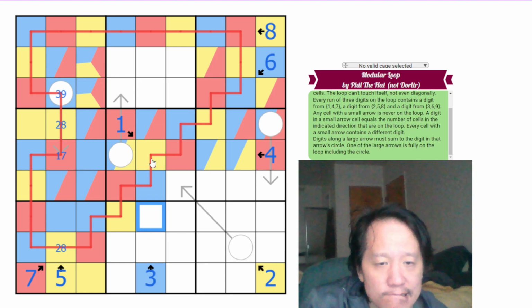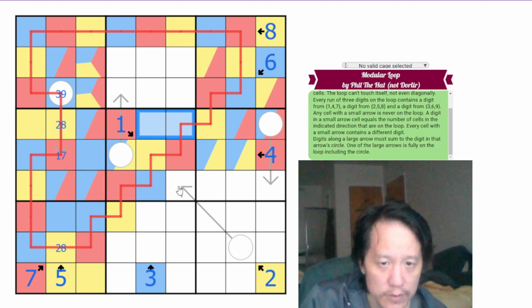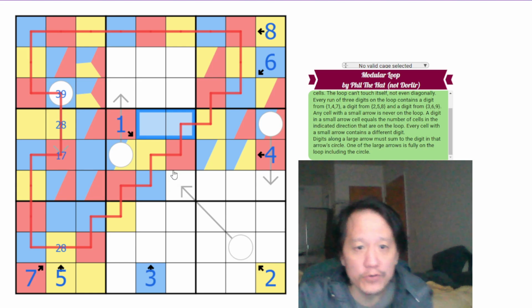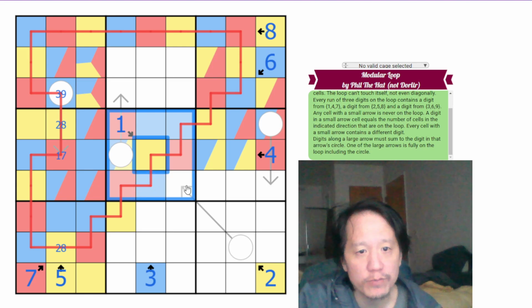Okay. In box 5, we have all 3 reds. So this cannot be red. This has to be blue. So now we have in box 5 all 3 blues. So this can't be blue. This has to be yellow. This is yellow.